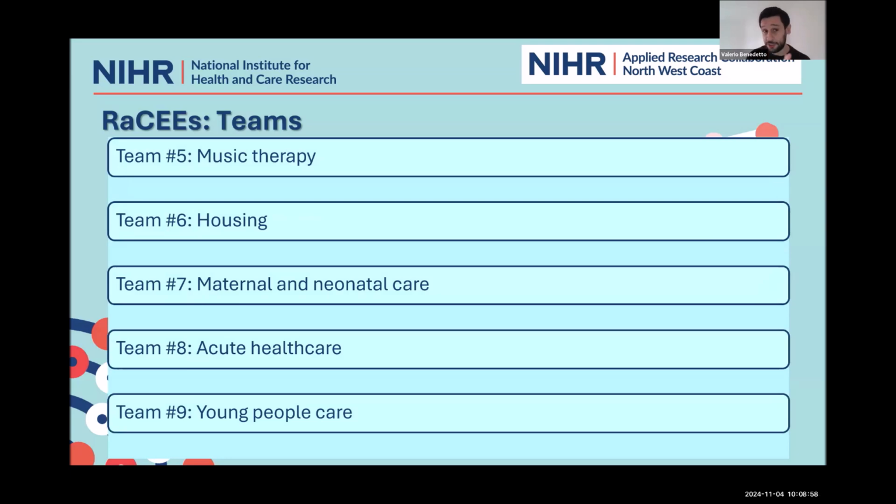Now, the numeration: we are starting with 5 because we already had 4 teams in the previous RaCEEs course. So in order to avoid confusion, we wanted to start with number 5 here. I'm going to introduce you to the team leads now, and then you will have some minutes to introduce yourself as well.